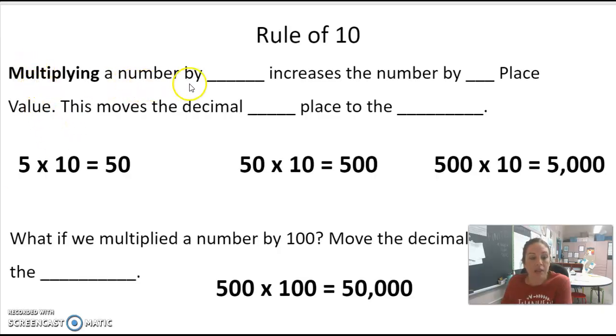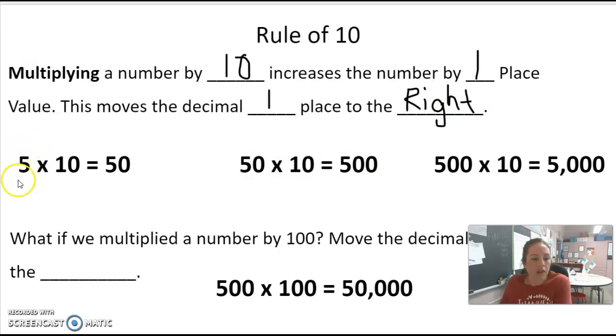In the rule of 10, we know that if we multiply a number by 10, it increases the number by one place value. This moves the decimal one place to the right. Let's look at some examples.